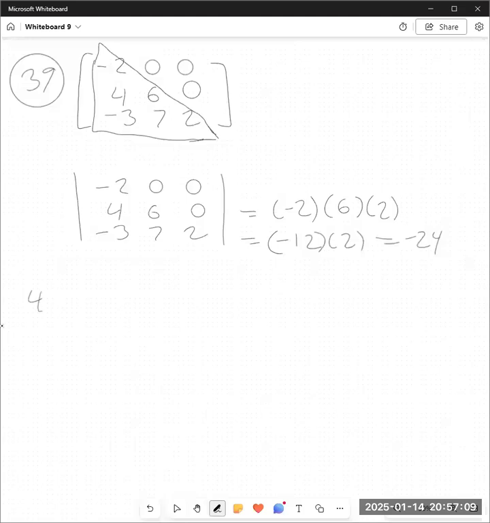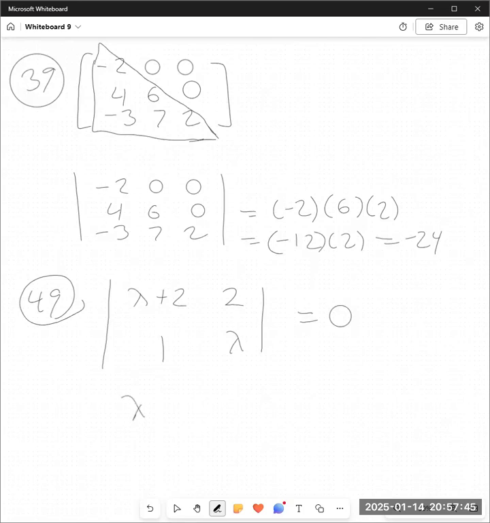Let's look at number 49. And 49 tells us to find when this determinant is going to be equal to 0. Lambda is going to come back up here. And this is a very common situation that we're going to run into later, where you're going to have a determinant that has lambdas in it, and you're going to set the determinant equal to 0, and you're going to solve for lambda. So we're going to multiply along this diagonal. That's going to be lambda squared plus 2 lambda minus 2 times 1 is 2.